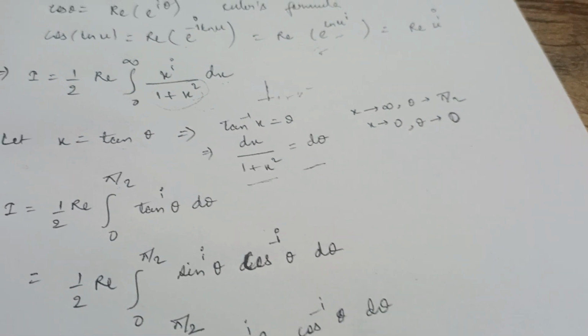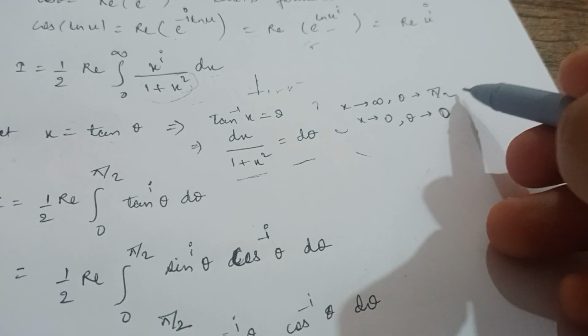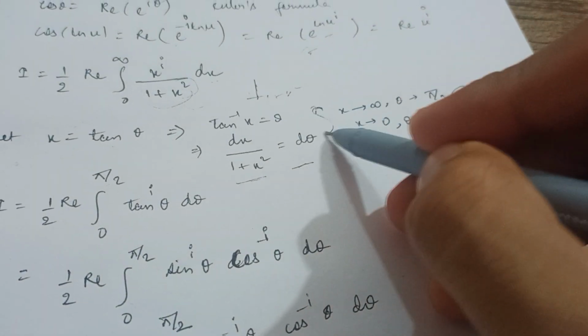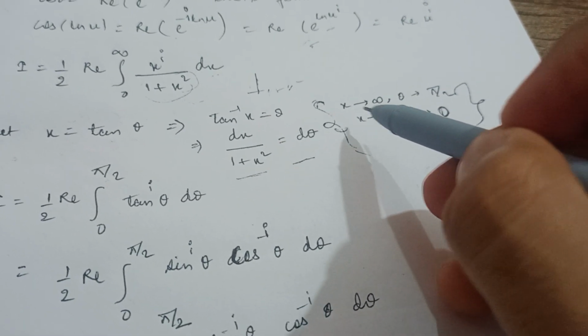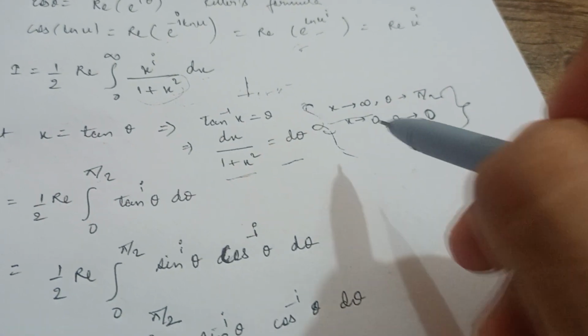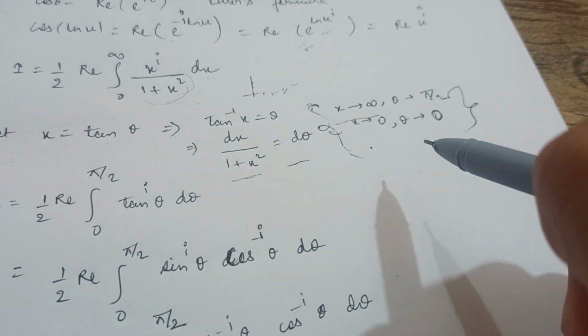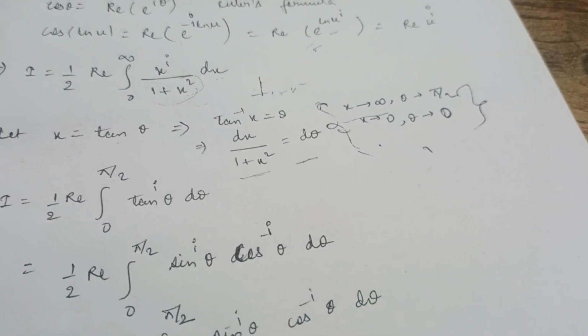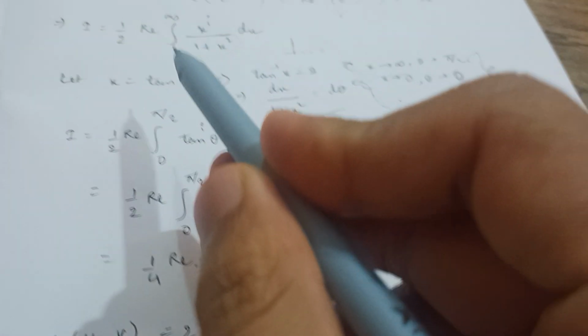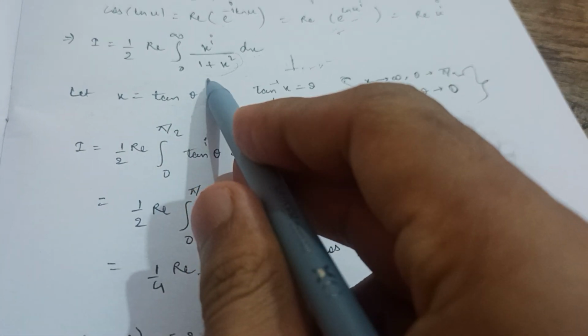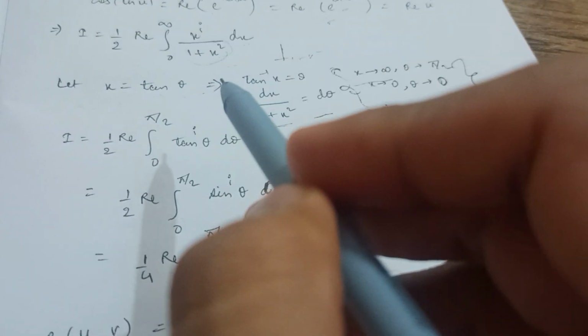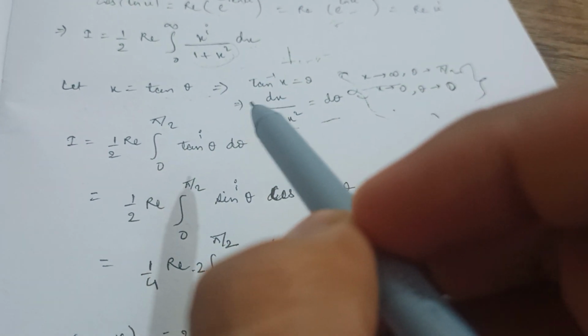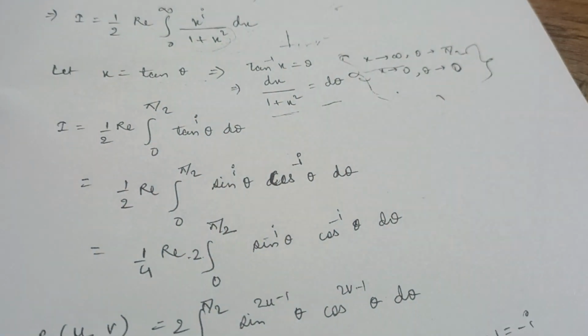Fine. And of course you can evaluate the new limits also. If you are substituting x equals tan theta, then at x equals infinity, theta will be pi by 2. At x equals 0, theta will be 0. Now you know tan 0 is 0 and tan pi by 2 is infinity, basics. Again, now move on. So after substitution this will change to tan theta to the power i, and dx upon 1 plus x square will be nothing but d theta.